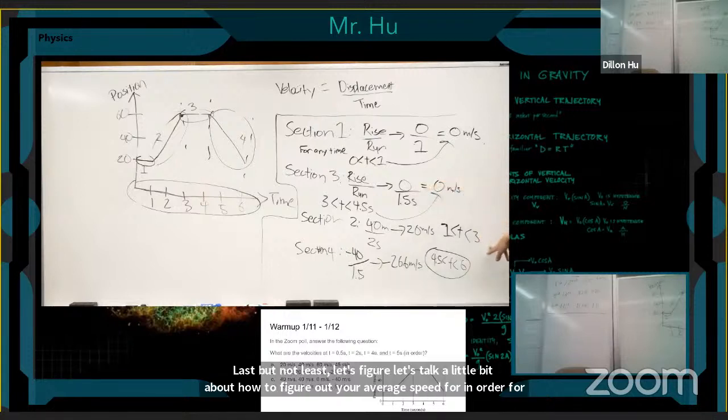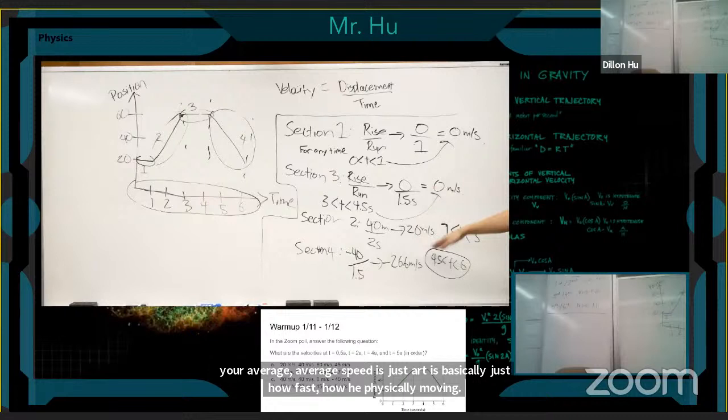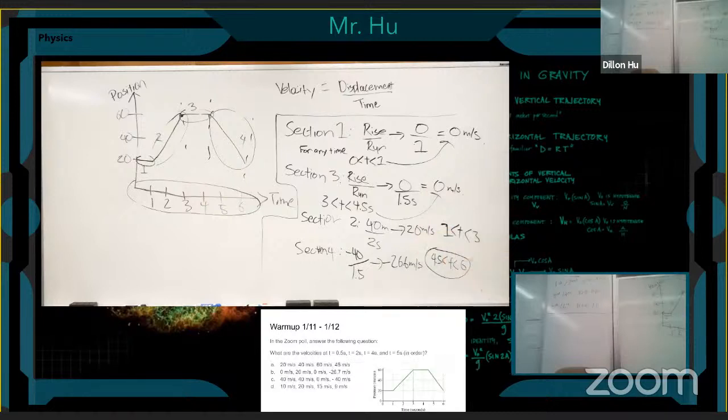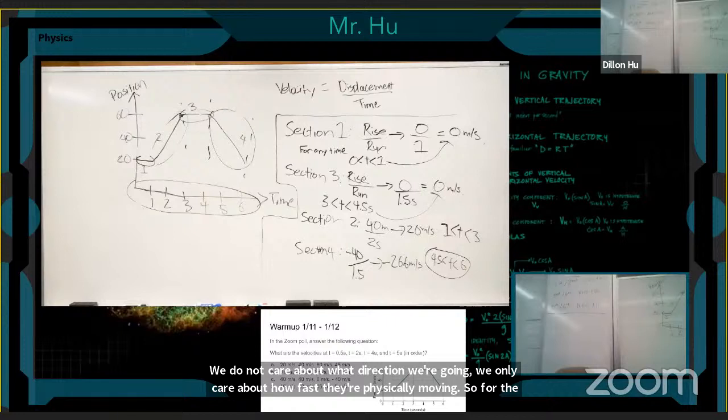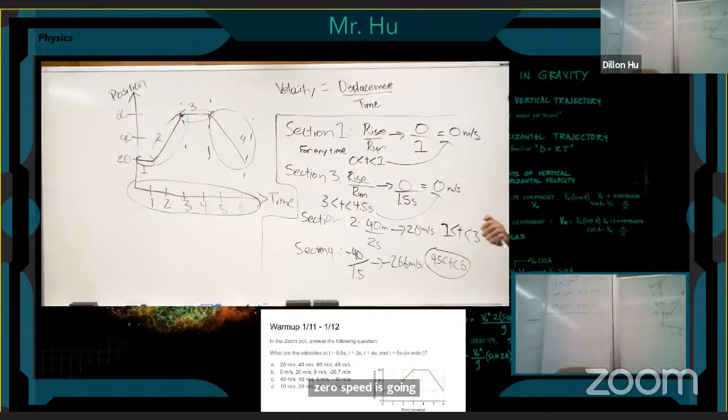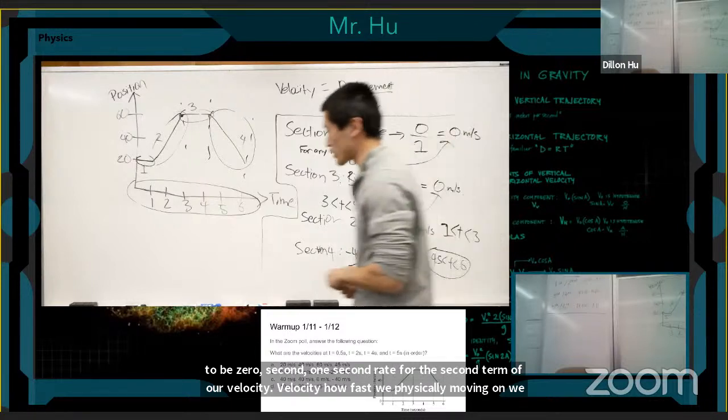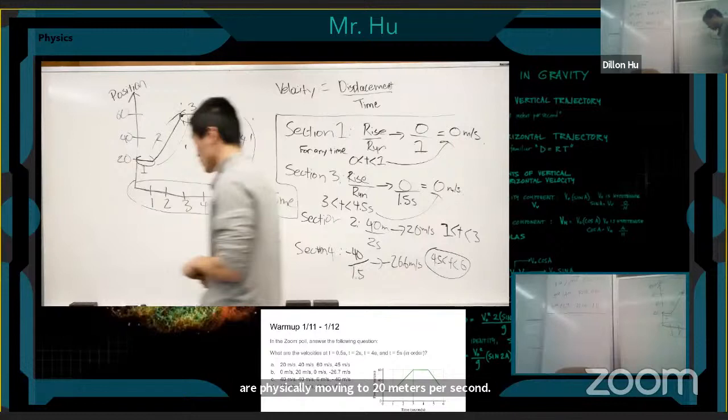For the second 2, our velocity is 20 meters per second. How fast are we physically moving? Well, we are physically moving at 20 meters per second, so our speed is also going to be 20. The last one, our velocity is negative 26.6 meters per second, which means that we're moving 26.6 meters per second in the negative direction, which means that we're physically traveling at positive 26.6, so our speed is just positive 26.6 instead of negative.